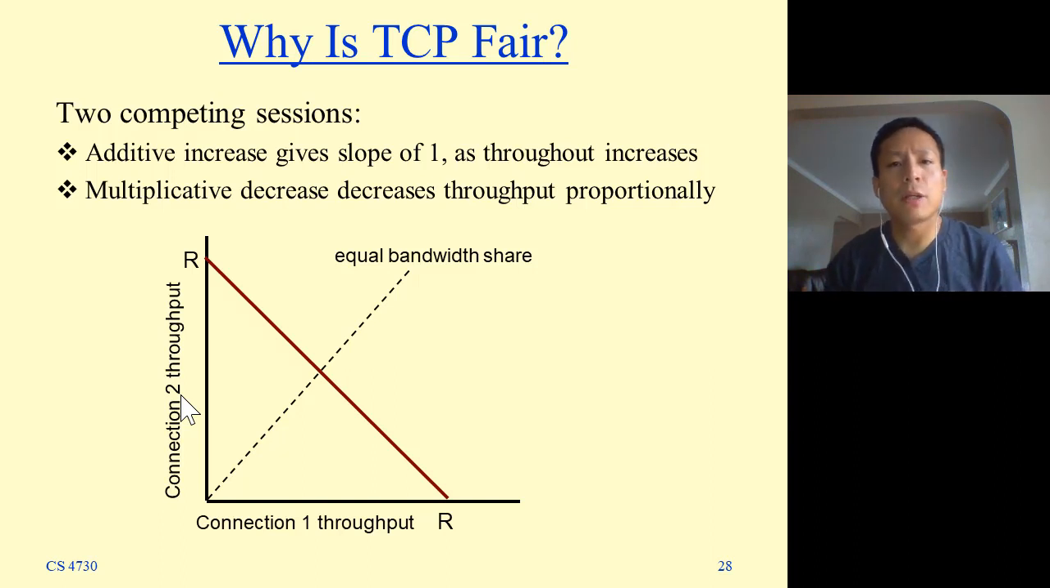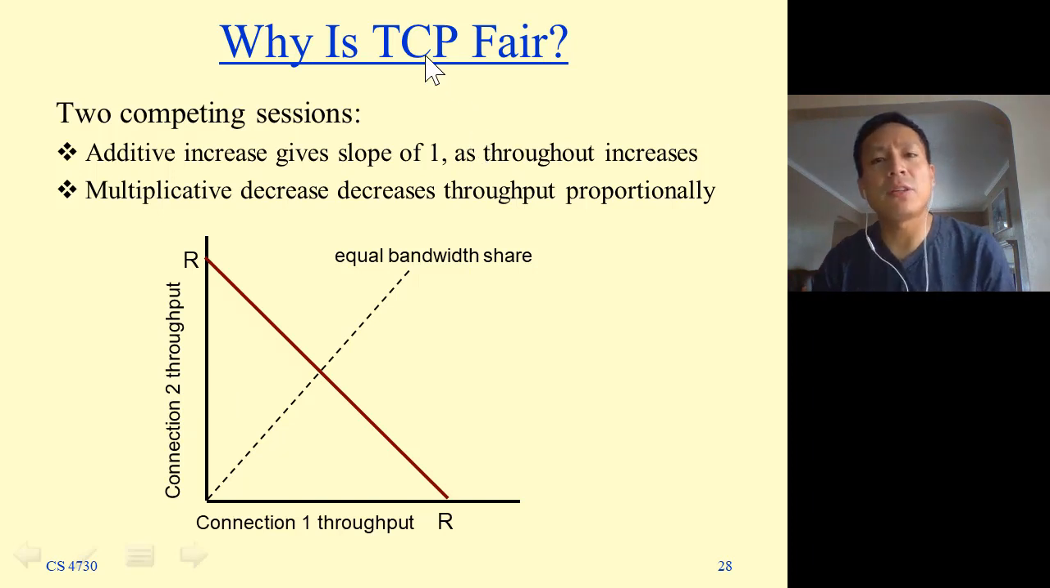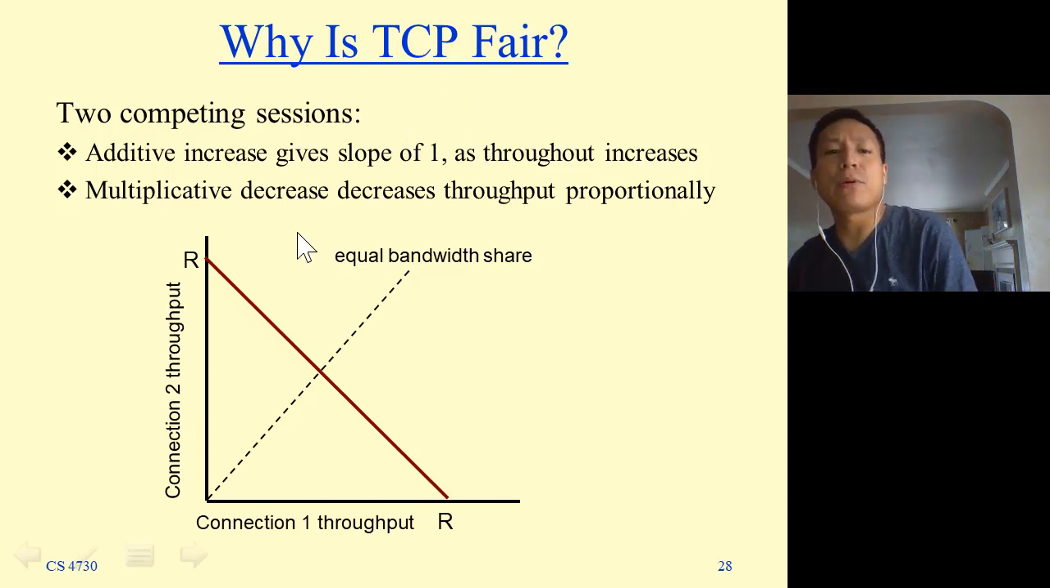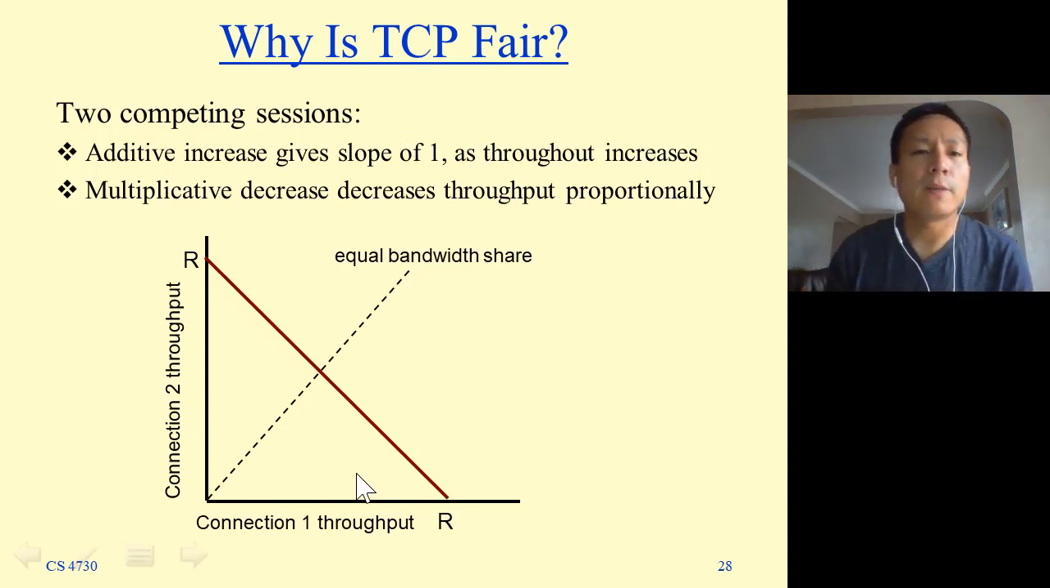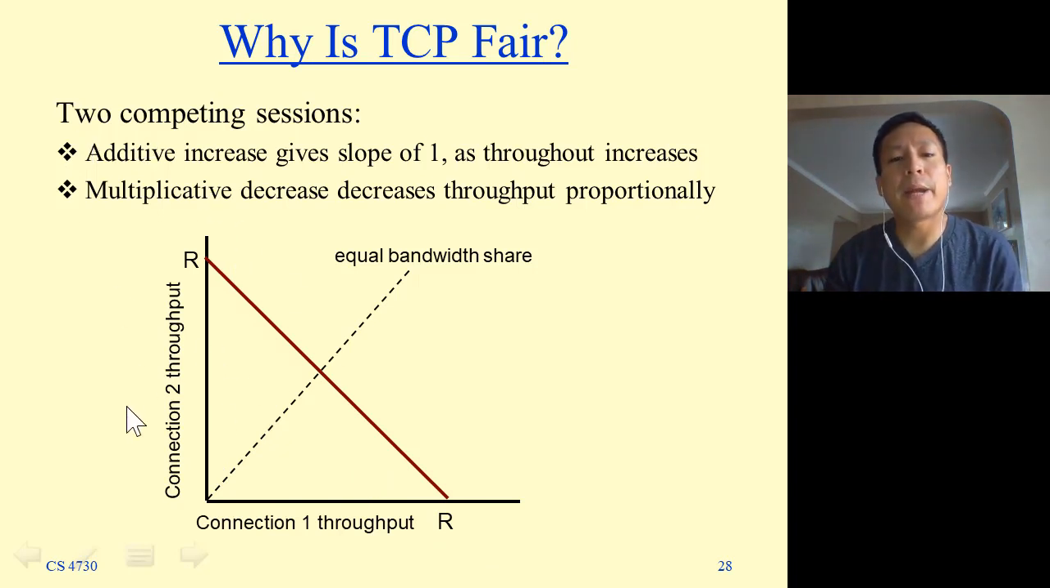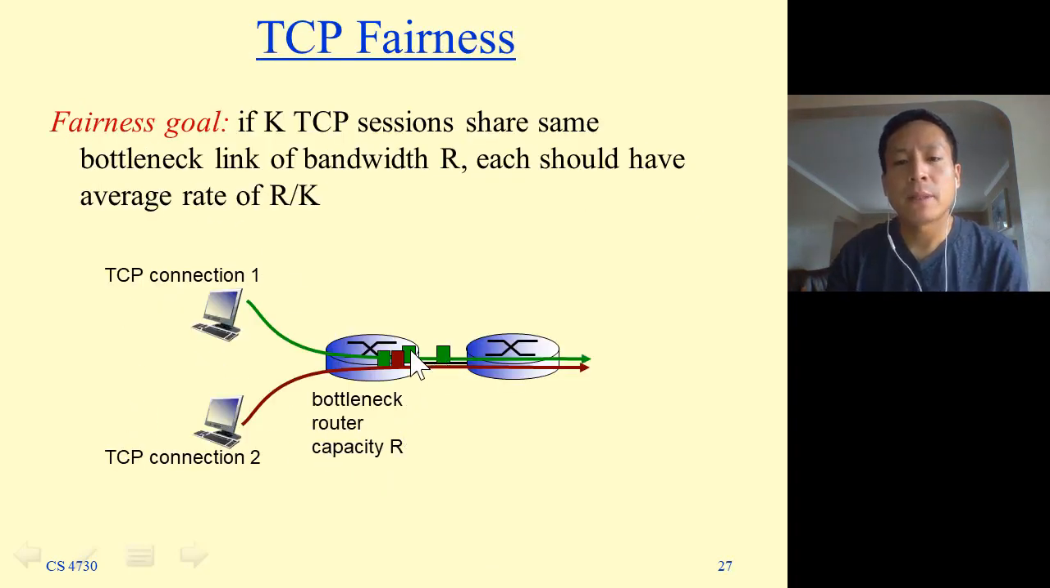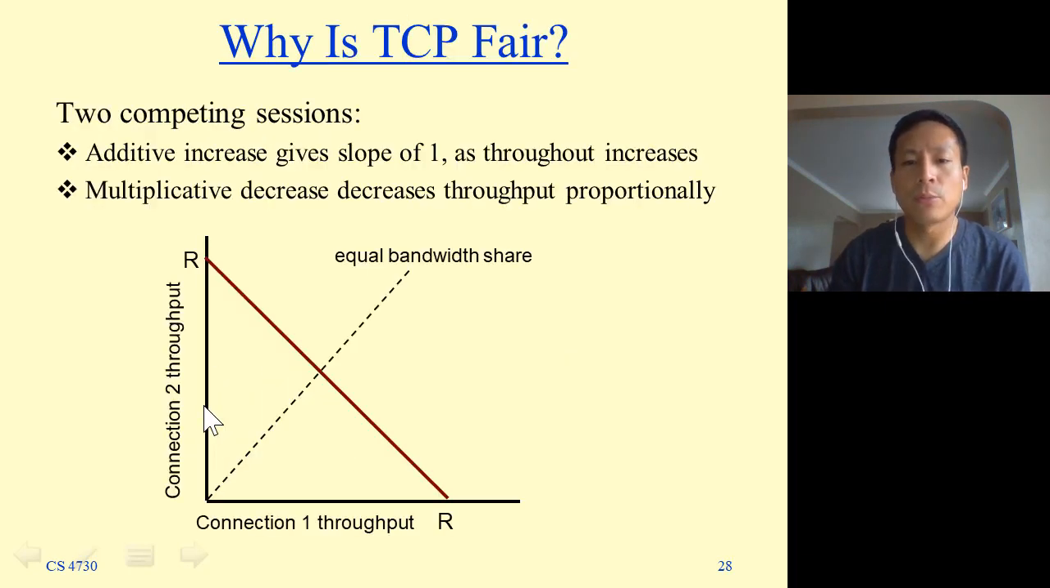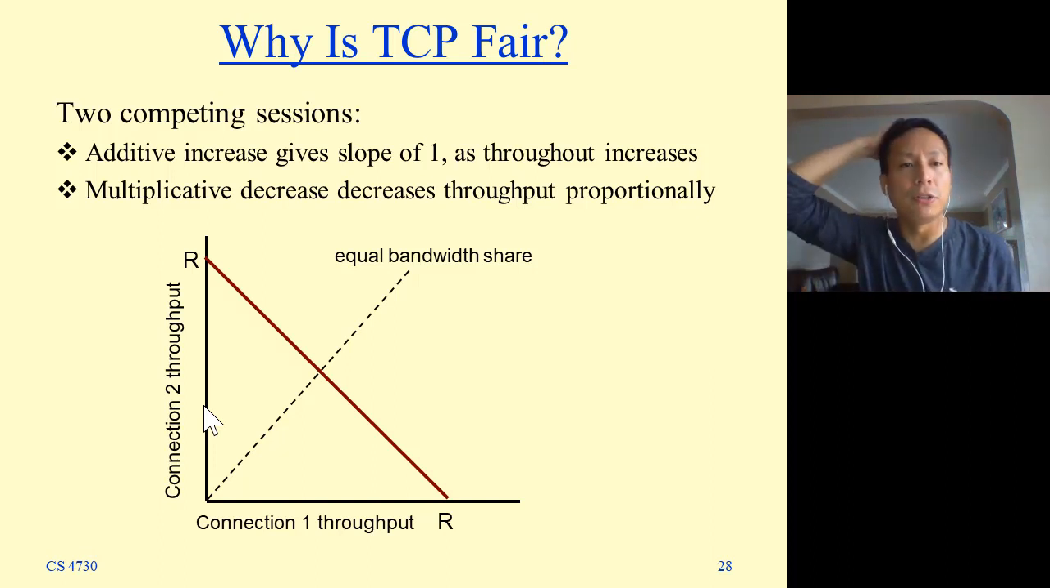Okay, to illustrate TCP fairness, we use this simple example in which we have a link that is shared by only two connections, connection 1 and connection 2, right? Very simplified version. In reality, there can be many competing users.